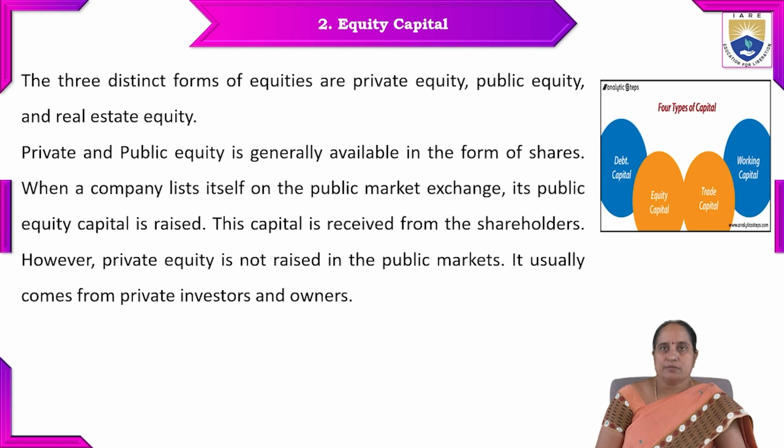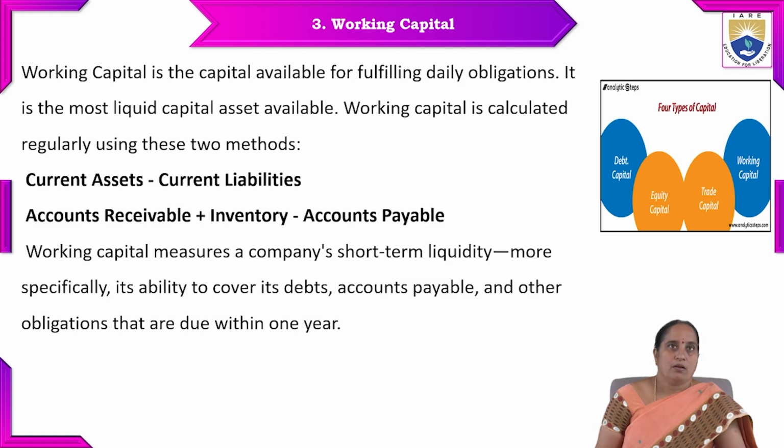So this capital is received from the shareholders. The private equity is not raised in the public markets and it usually comes from private investors and owners. Then third one is working capital. Working capital is the capital available for fulfilling daily obligations and it is the most liquid capital asset available.